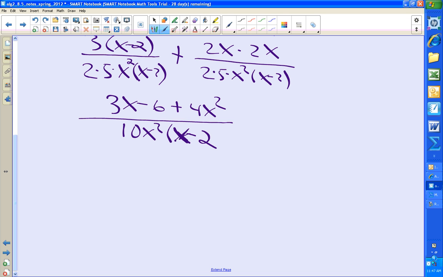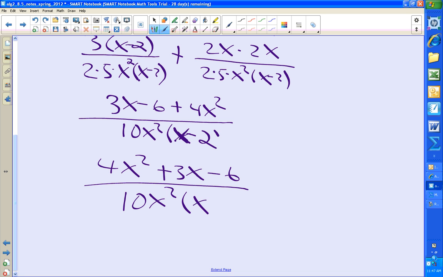What's wrong with that? Yeah, I've got to rewrite the top. Why do I need to rewrite the top other than descending order? There's a bigger reason. Because you might be able to factor. How does this factor? No, because 3 doesn't go into the 4x squared. So 3 is only common to the last 2 terms, excuse me. How's it factor?